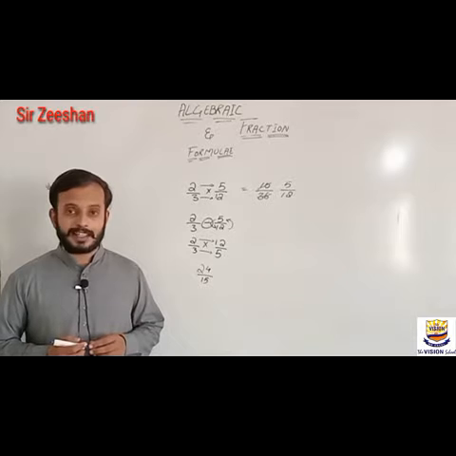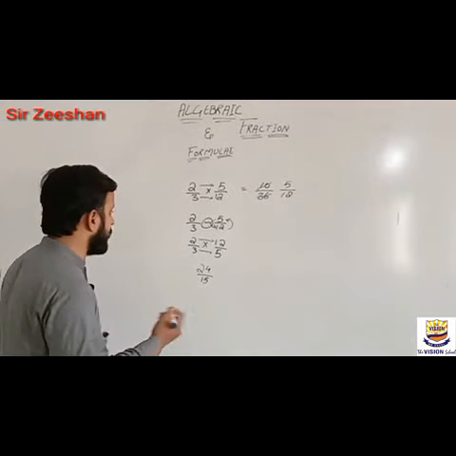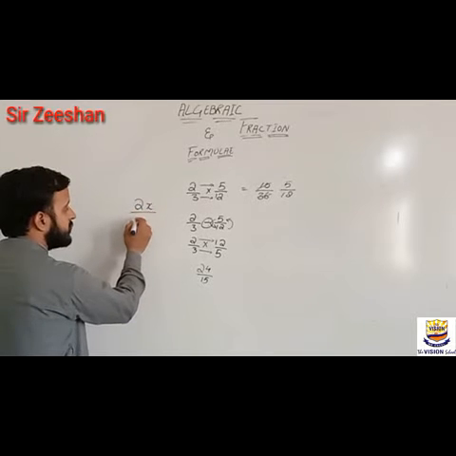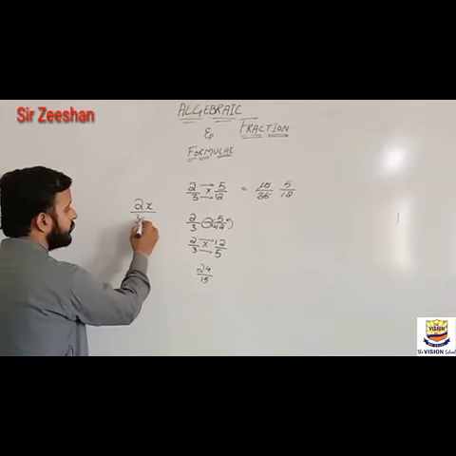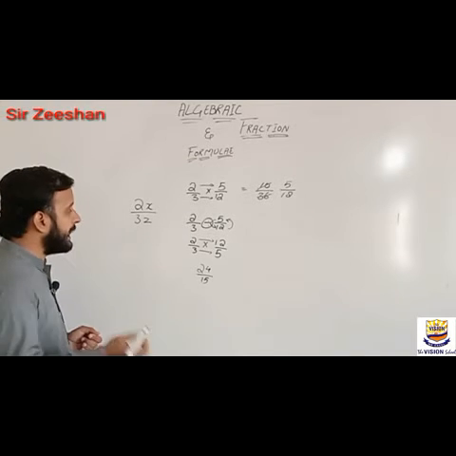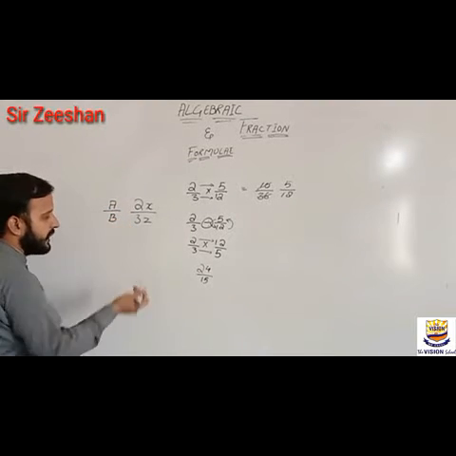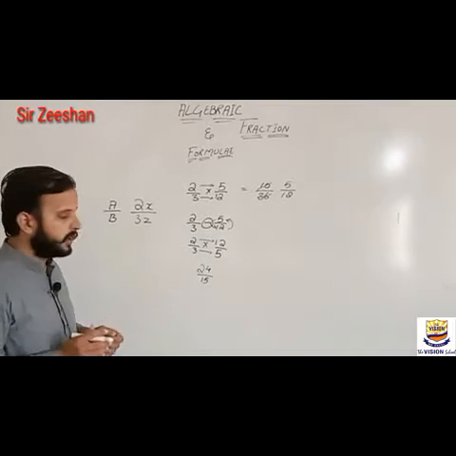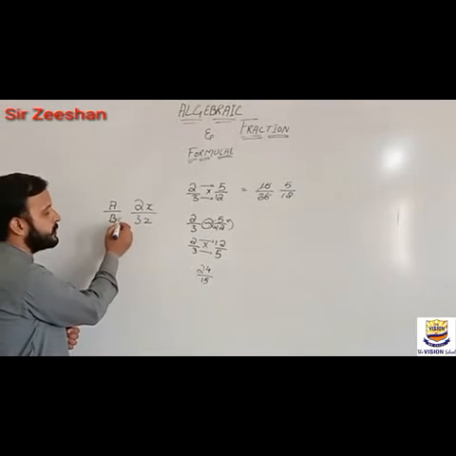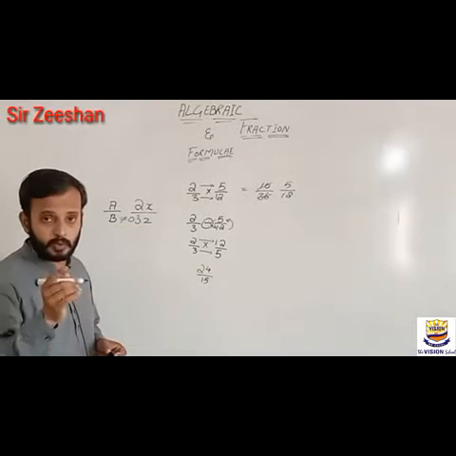So dear students, algebraic fraction. Algebraic fraction means one in which you have alphabets and numbers intermixed with each other, and they are in the form of A upon B. A upon B means a fraction, numerator upon denominator. And the second thing, your denominator should not be equal to 0.